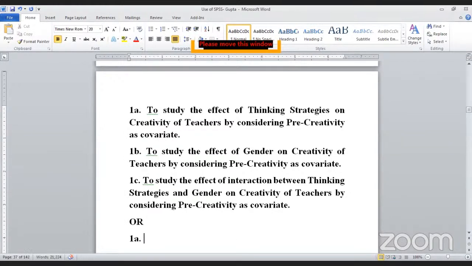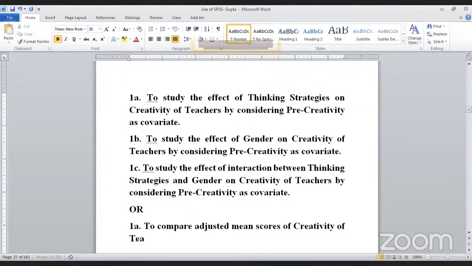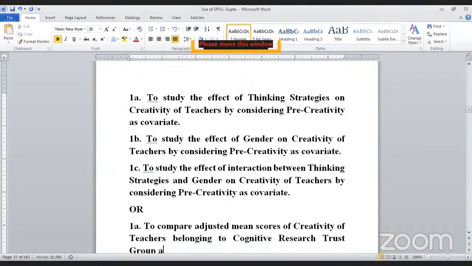1A is to compare adjusted mean scores of creativity of teachers belonging to cognitive trust, research trust group and control group.